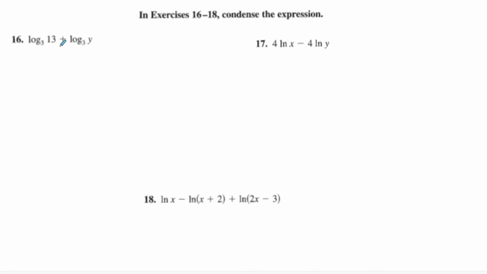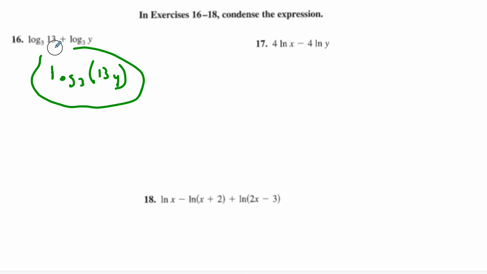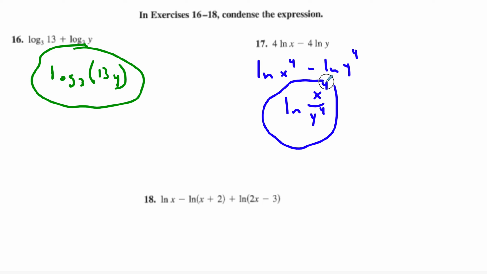Condense, go the other way. Adding becomes multiplying, so it would be a log base 3 of 13y, and there's nothing else to be done. If there are multiples, you must bring them up as exponents first. And when we're looking at subtracting two logs, the analog is to divide within the single expression. And that is your final answer.